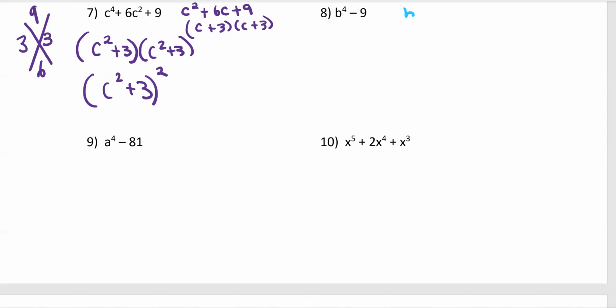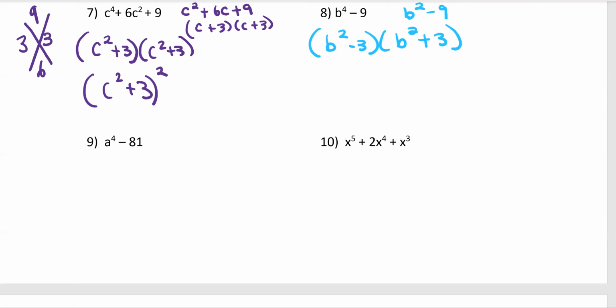It would be if it were b squared minus 9, but instead it's b to the 4th. So we're going to have b squared minus 3 and b squared plus 3. Number 9.